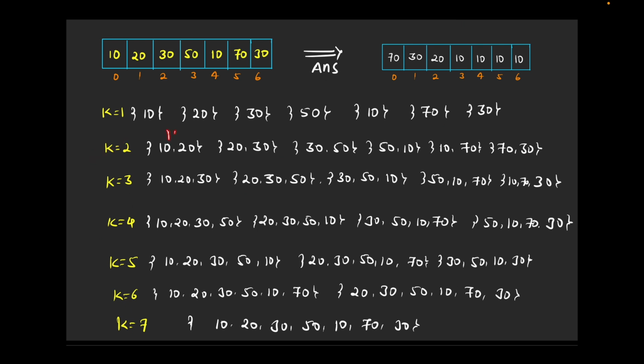Which one is the minimum? 10 is the minimum, 20 is the minimum, 30 is the minimum, again 10 is the minimum, 10 is the minimum, 30 is the minimum. And out of which one is the maximum value? 30. That is the reason why I wrote 30 over here.